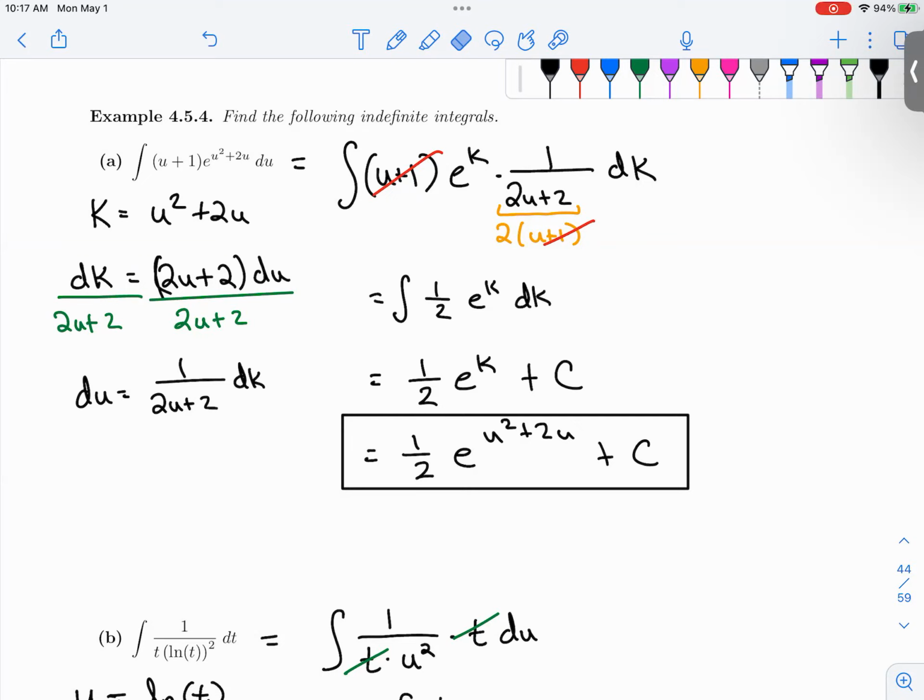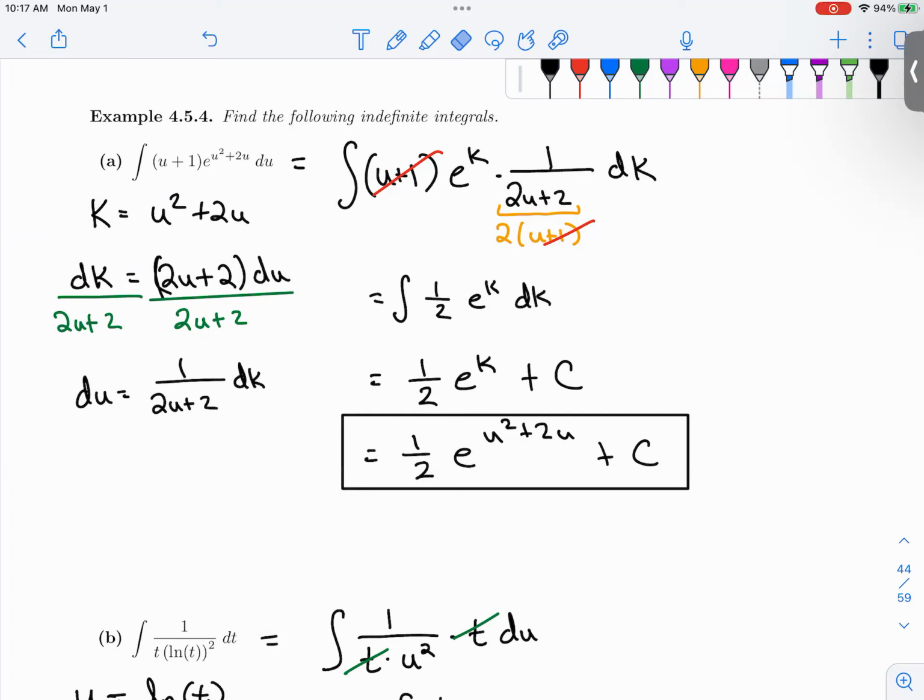So we solve for du by dividing both sides by 2u plus 2. So you get du is equal to 1 over 2u plus 2 dk. Replace your u's with k's. So we get (u plus 1) times e to the k over 1 times 1 over 2u plus 2 dk. Luckily, there's a common factor of 2 from that right piece that you can factor out, and then you can cancel the u plus 1s and just get 1/2 e to the k dk. That is an integral purely in terms of k, with the variable of integration being k.